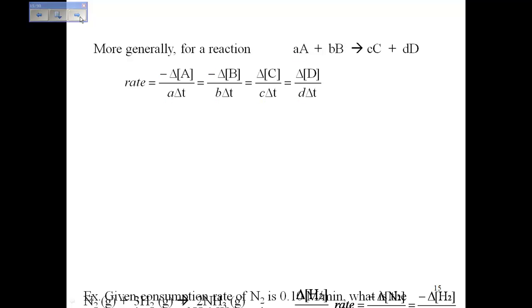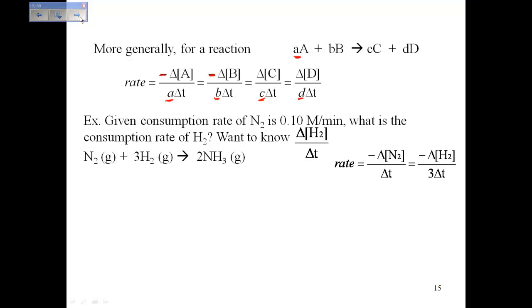Let's look at an example. Given the consumption rate of N2 is equal to 0.10 molarity per minute, what is the consumption rate of H2? I want to know basically the change in concentration of H2 over change in time. So my goal is to find delta concentration of H2 divided by delta t. Well, we know the reaction. We've got N2 plus 3 H2 gives us 2 NH3.